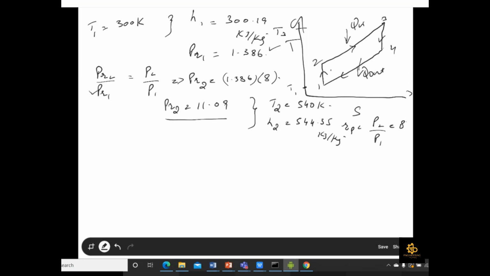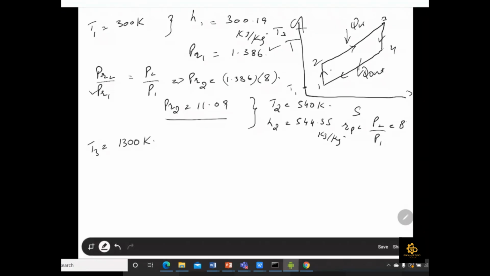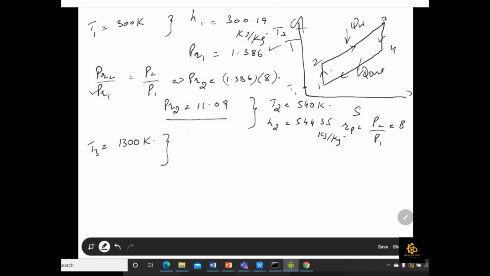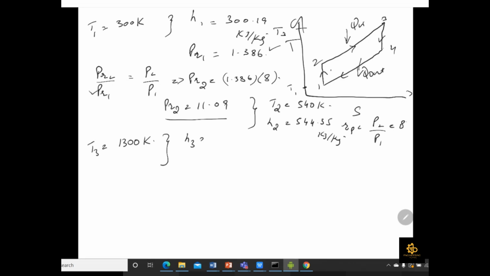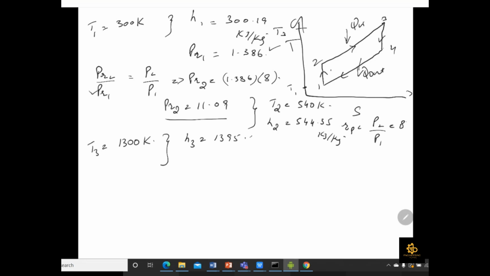Coming towards the process 3 to 4, we already know the value of T3, which is mentioned in your question. The T3 value is 1300 Kelvin. From here we can directly find the value of H3 by using the thermodynamic table, and it will be equal to 1395.97 kilojoule per kg.